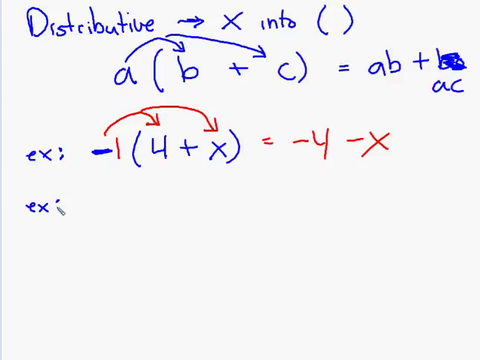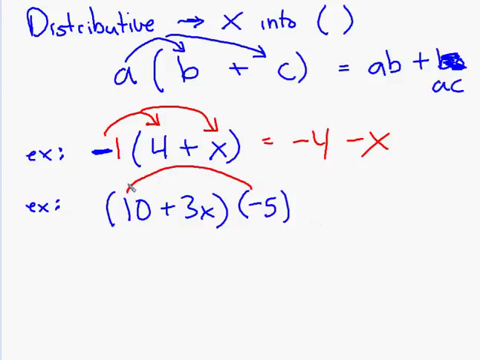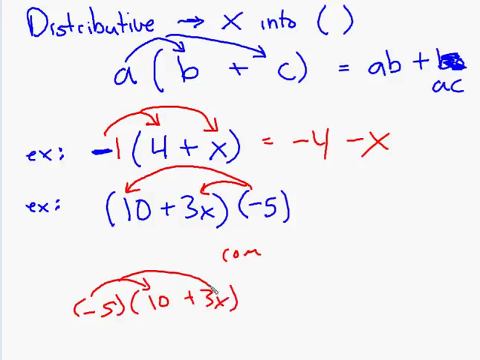Do another example. Maybe I have 10 plus 3x. And I have out here a negative 5. It doesn't matter which side it's on, I can still distribute. I can distribute this way. Now, why doesn't it matter? Maybe you're confused by that. Use the commutative property, put the negative 5 first, because I'm allowed to change the order, and I get the same thing. I just skip this step. I just do it that way, because it doesn't matter.